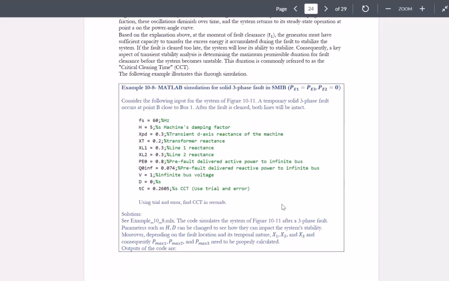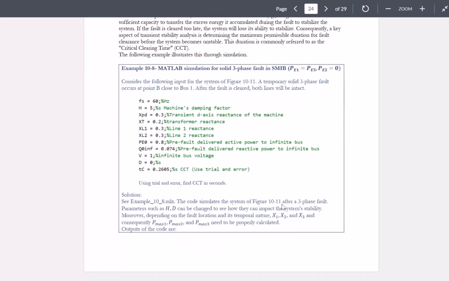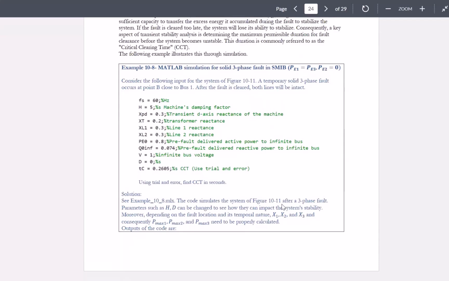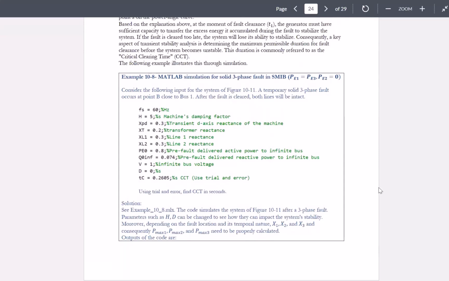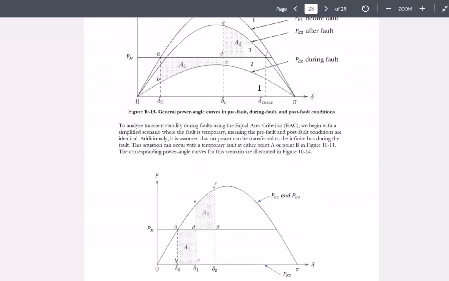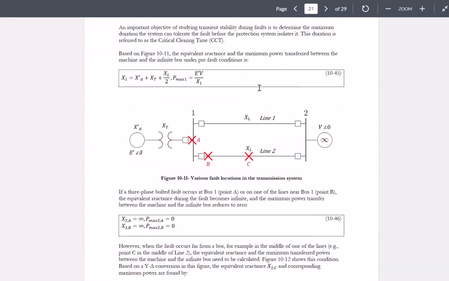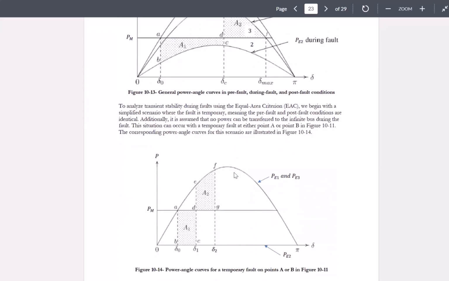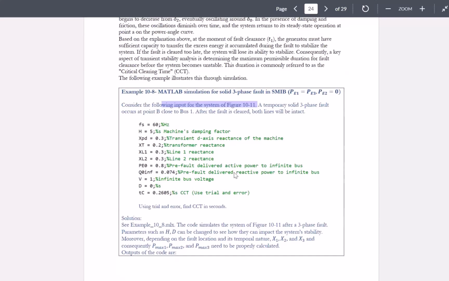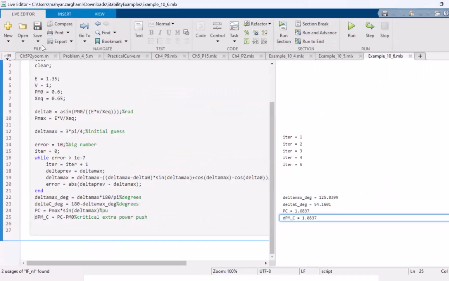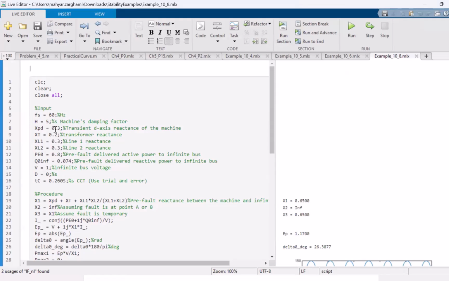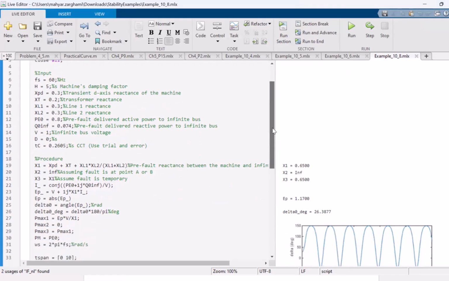Now, before getting into analytical calculations, let's go to example 10.8, which is a MATLAB simulation for a solid three-phase fault in a single machine infinite bus. So consider the following input for the system of figure 10.11. Where is 10.11? Figure 10.11 is this figure. So we're talking about a system like this. And then let's go to example 10.8. So these are all of those circumstances.